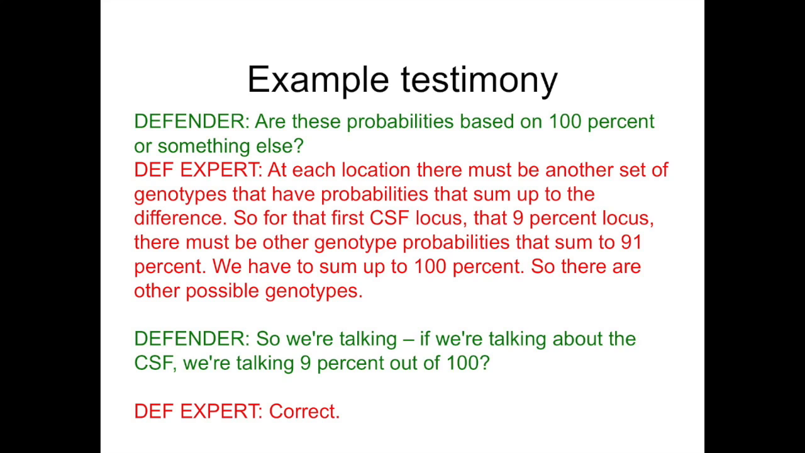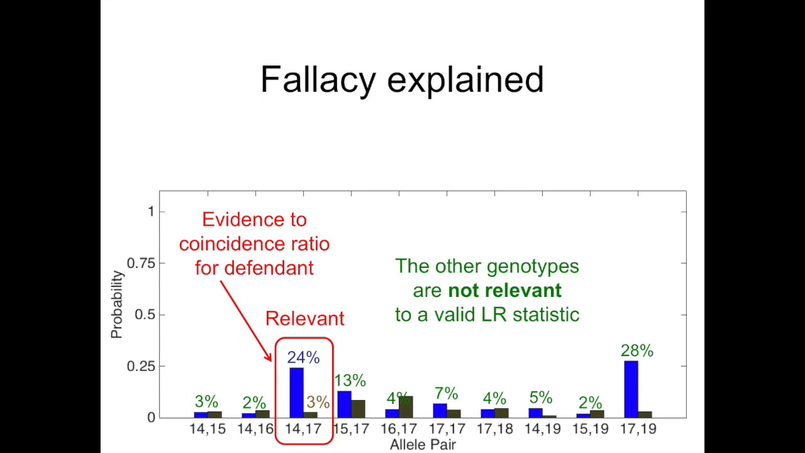The defender asks, so we are talking about merely 9% out of 100%? That doesn't sound very convincing. Correct, responds his expert. Let's explain this fallacy. What we care about is what's relevant, shown on the left, the evidence to coincidence ratio for the defendant, not for anyone else, not for other people, not for other genotypes. That's not what a match statistic is. The other genotypes, those other probabilities in green, are simply not relevant to a valid likelihood ratio statistic.